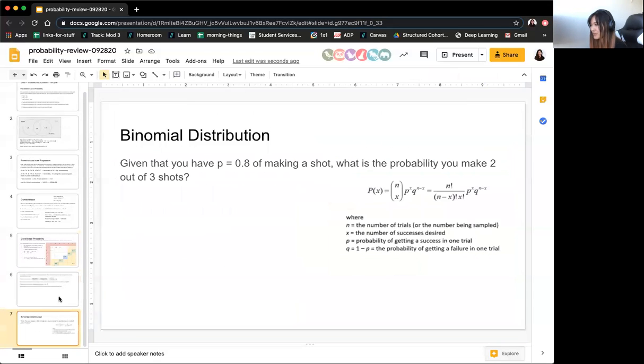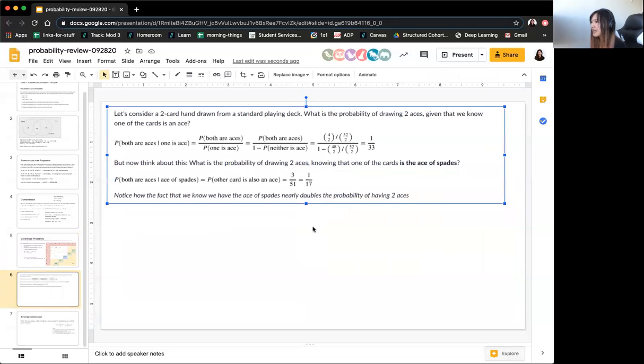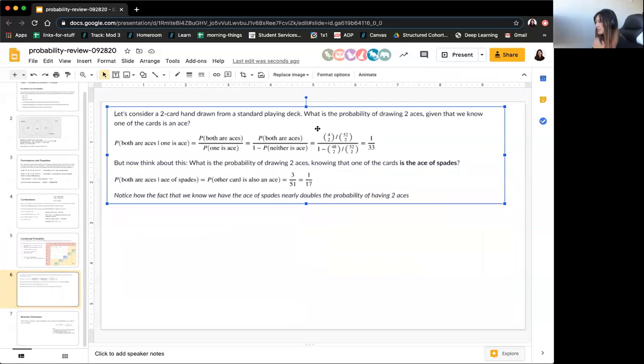Last question that we have before we talk about the binomial distribution is this question. This one is requested by Sarah. So if anything needs to be clarified, please let me know. Here we have a 2-card hand drawn from a standard playing deck. And I actually think the second question is a little easier. But let me actually talk about both situations first. So the first question here they have is, what is the probability of drawing 2 aces, given that we know one of the cards is an ace? This is a little hard to frame, so I'm going to explain that a little bit more later. But let's first talk about this one that I think is easier.